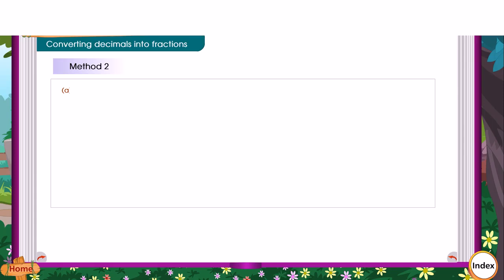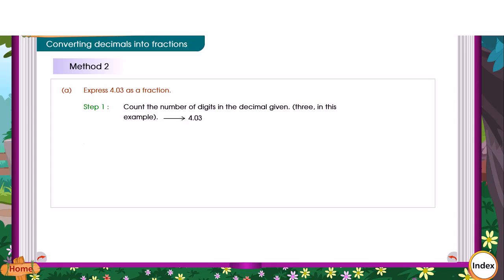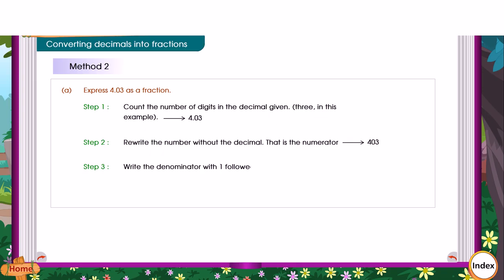Method 2. Express 4.03 as a fraction. Step 1. Count the number of digits after the decimal point in the given decimal. 2 in this example, 4.03. Step 2. Rewrite the number without the decimal point; that is the numerator, 403. Step 3. Write the denominator as 1 followed by as many zeros as decimal places. 403 by 100. Answer: 4.03 is equal to 403 by 100.